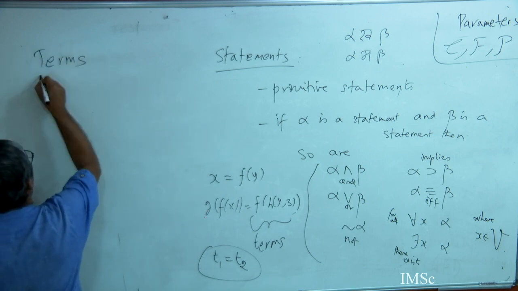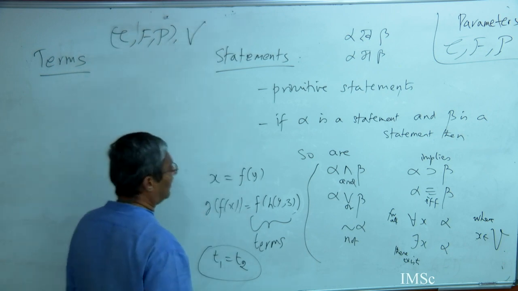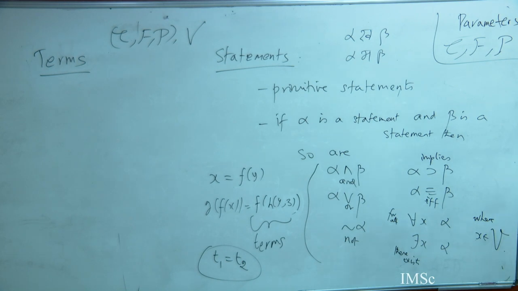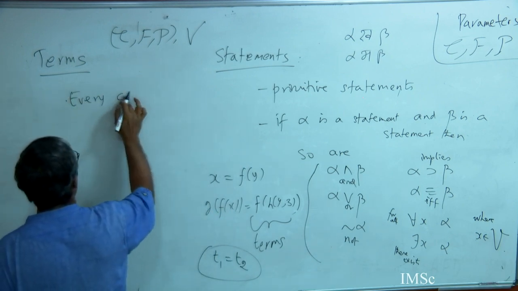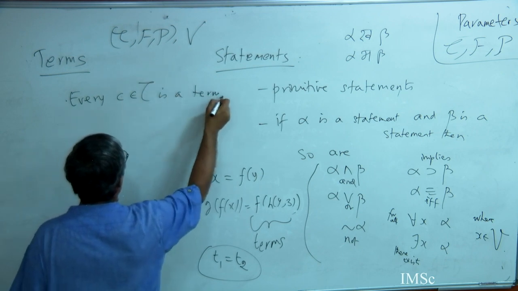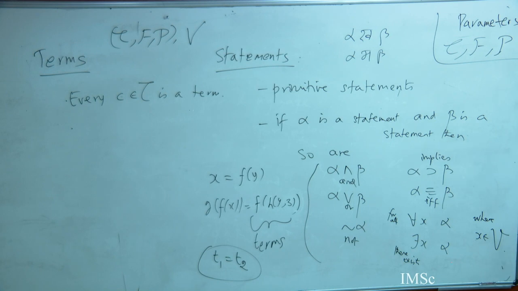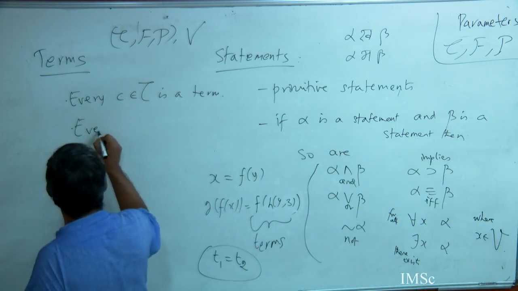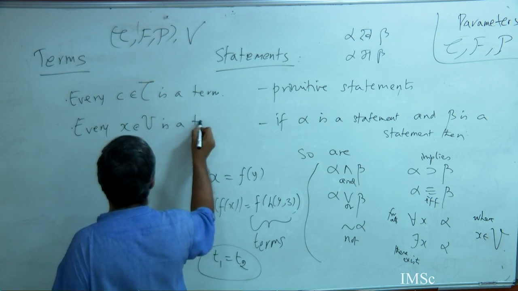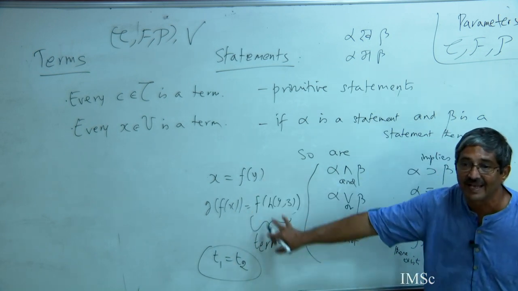What are terms? Remember, we have parameters C, F, P, and we have fixed the set of variables V for any language that we are defining. So, the set of terms is given by, well, every constant symbol is a term. 3 is a term, 0 is a term, whatever you have given me. You fix some constant symbols and told me that they are part of the language. They are all terms that you can use freely anywhere here. Every x belonging to V is a term. Every variable is a term.